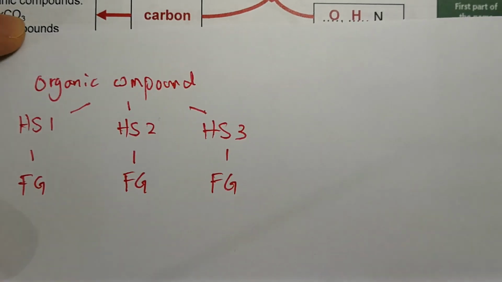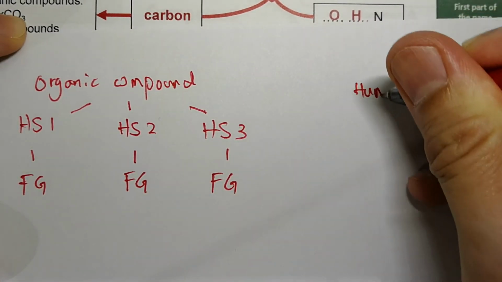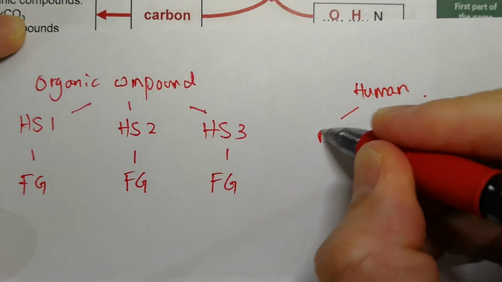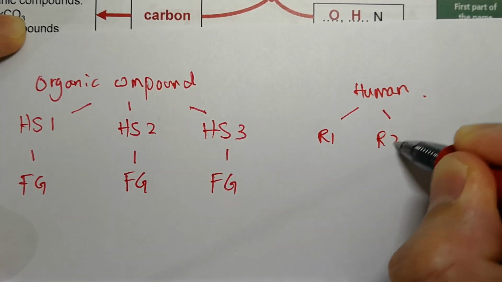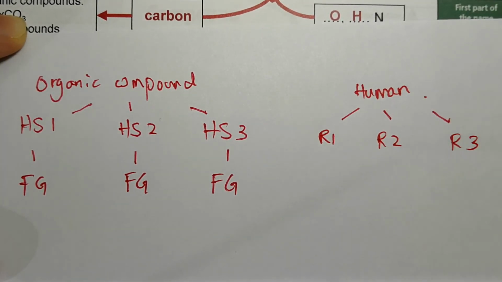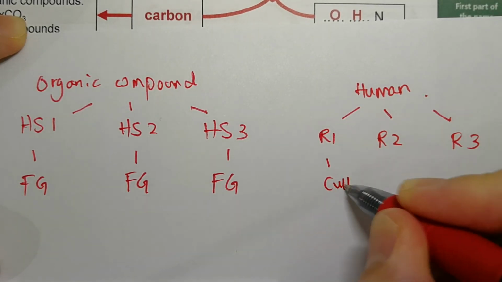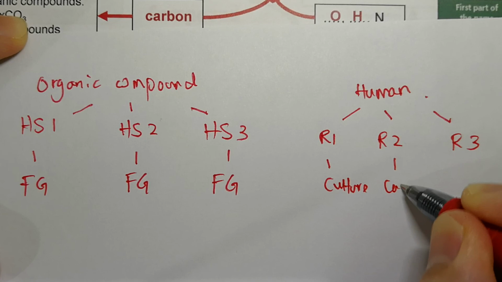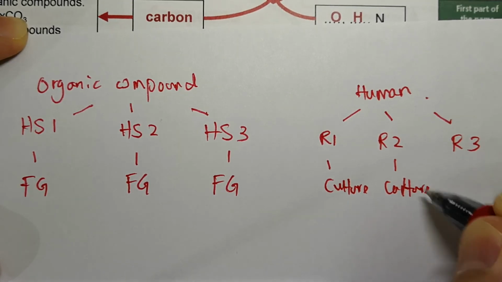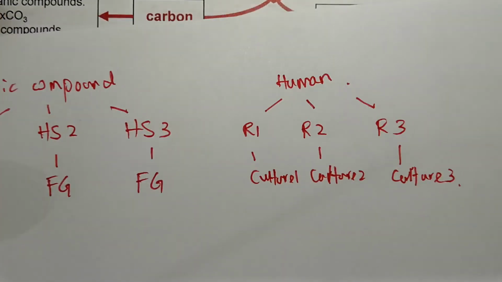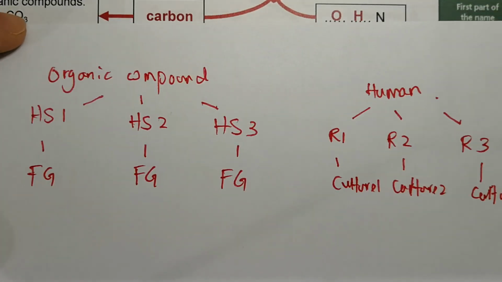Now this is very similar to humans. Among humans, you have many races. You have maybe race 1, race 2, race 3, and each race has a distinct culture: culture 1, culture 2, and culture 3. So this is very similar.